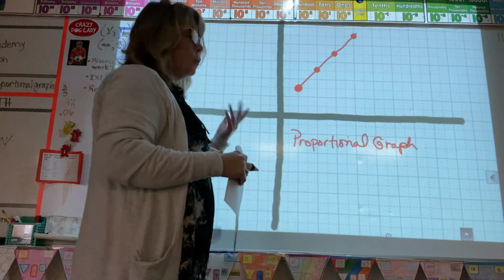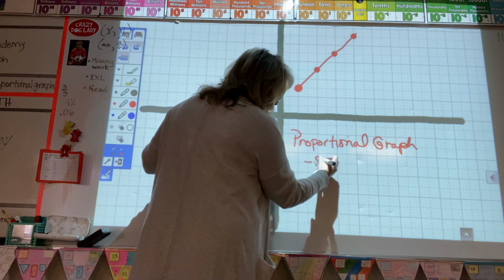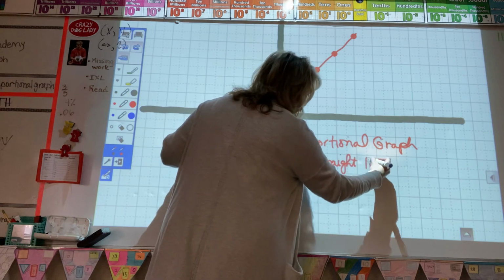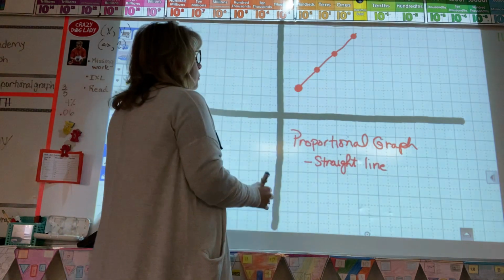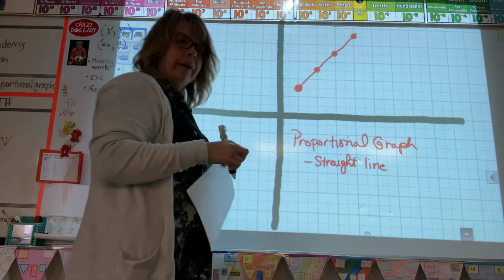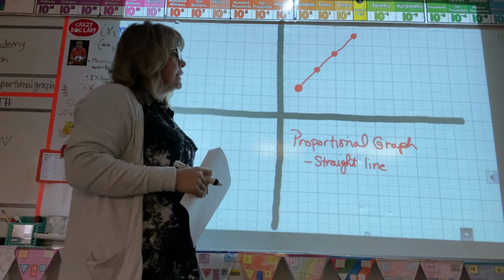And when we're looking for a proportional graph, we're looking for a couple qualifiers. One, does our data produce a straight line? Well, let's check. Our data is supposed to be straight. Mine was a little wiggly. It does produce a straight line. So you're like, well, our table wasn't proportional, but maybe our graph is.